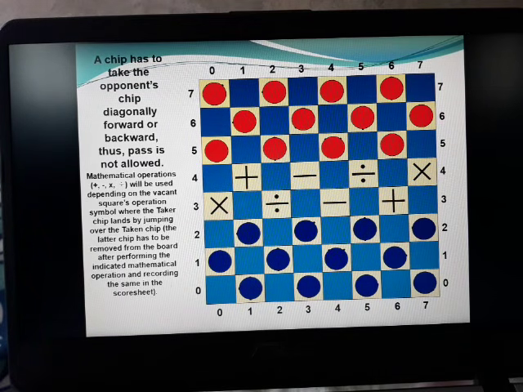A chip has to take the opponent's chip diagonally forward or backward. Thus, pass is not allowed. Mathematical operations such as plus, minus, times, divide will be used depending on the vacant square's operation symbol where the taker chip lands by jumping over the taken chip. The latter chip has to be removed from the board after performing the indicated mathematical operation and recording it at the same time in the score sheet.